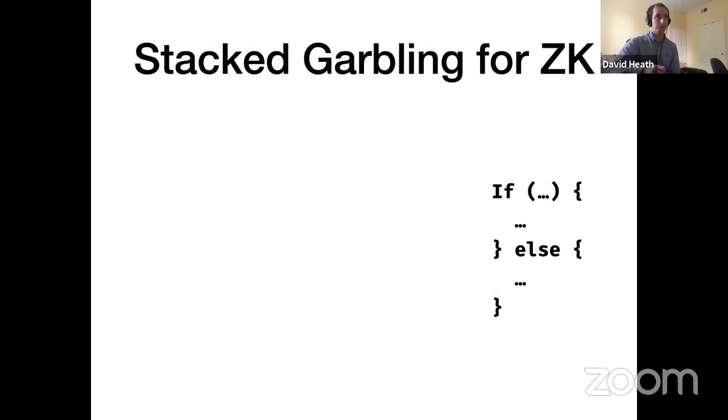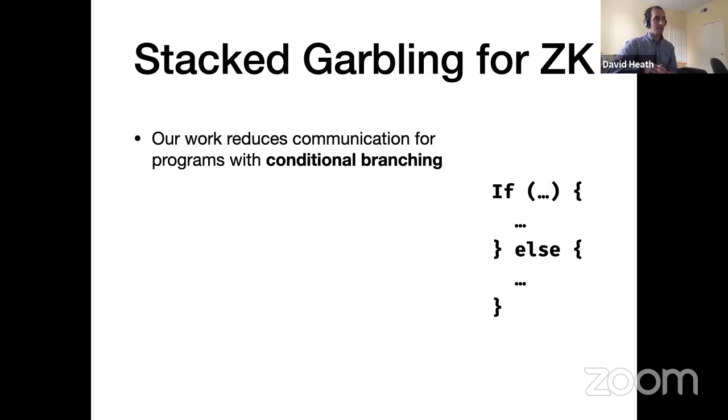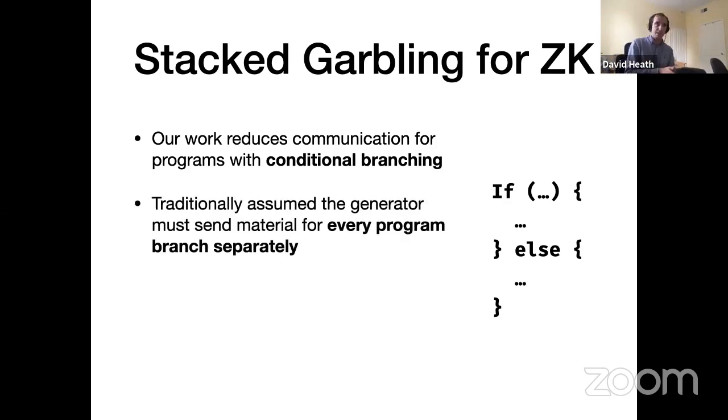Okay, so now onto our approach. Again, stacked garbling for zero knowledge is about reducing the communication cost for programs with conditional branching in this garbled circuit for zero knowledge paradigm. So traditionally, it's been assumed basically that the generator has to send enough material for each program branch separately. And this is a pretty reasonable thing to think, because it's very important that we stop the verifier from learning which branch is taken. And so the natural way to do that is just to run all of the branches and then fix up which one was actually run using some sort of circuit component that selects out the correct output. So it's very natural to say that we have to send enough stuff for each branch.